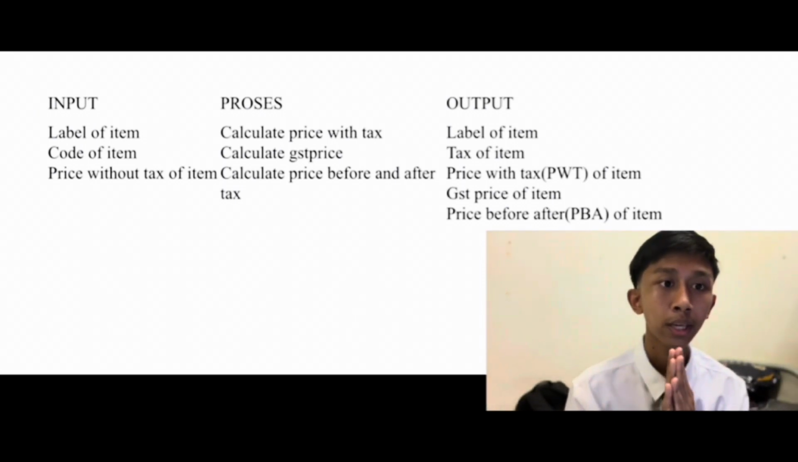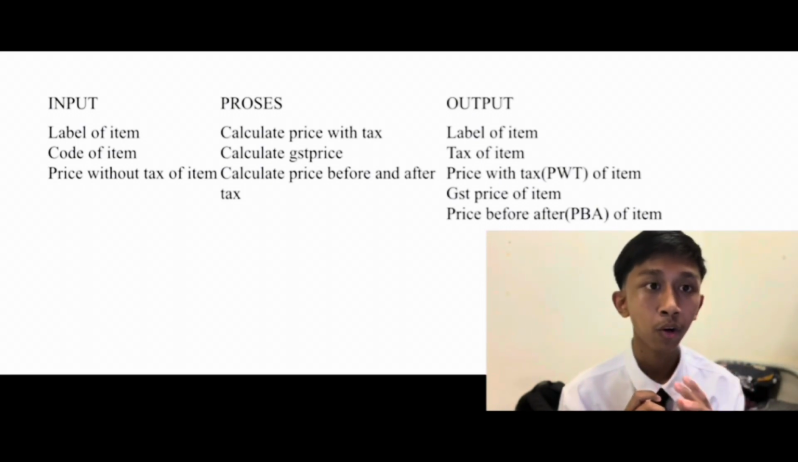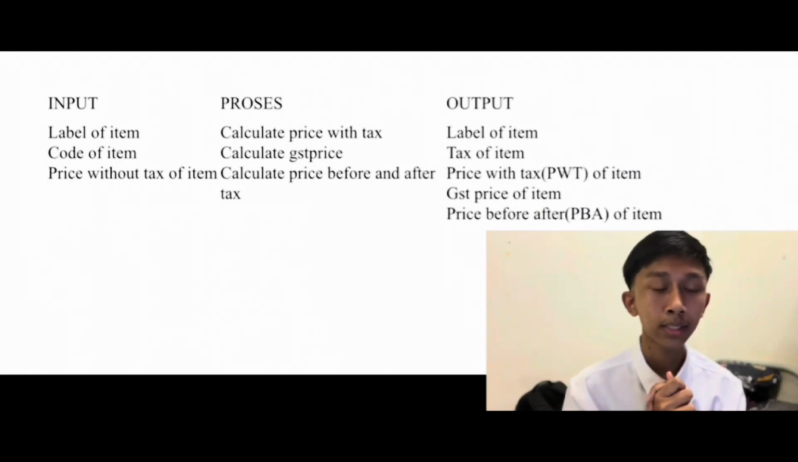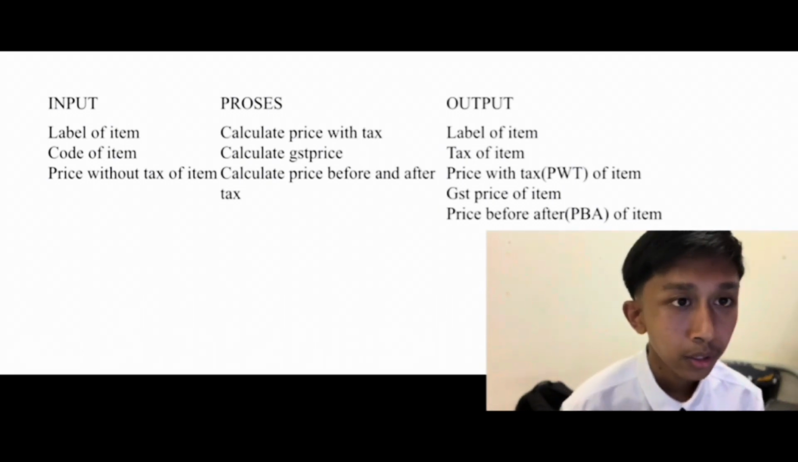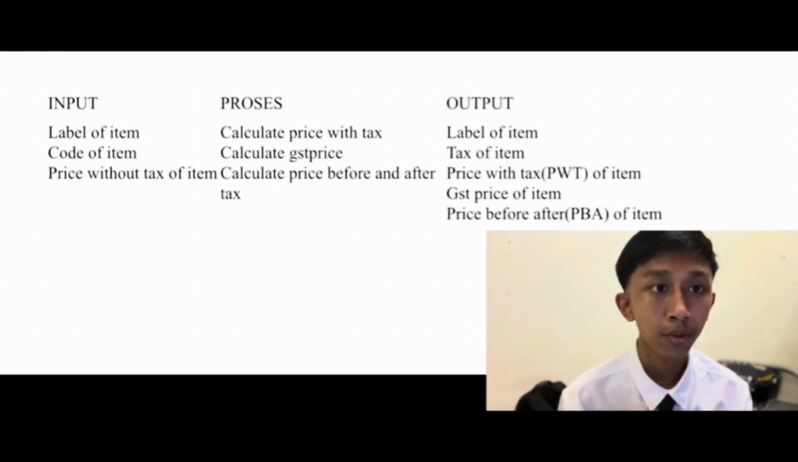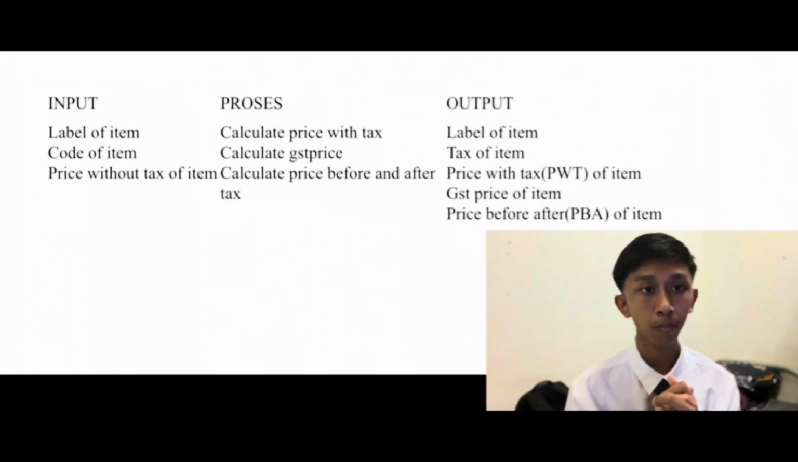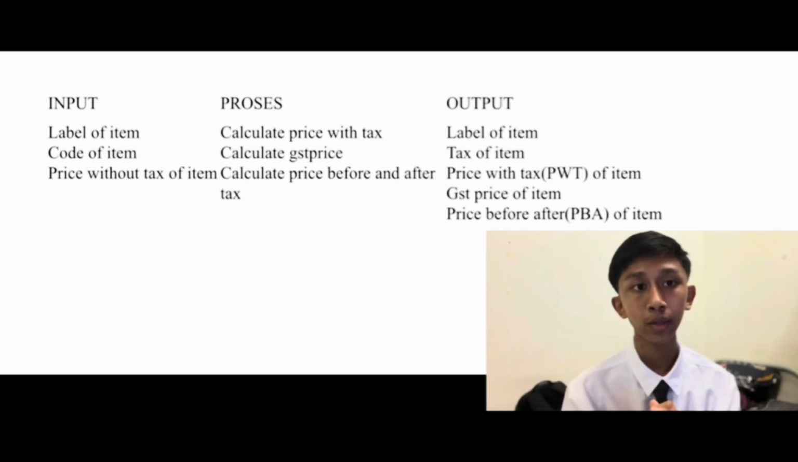Before this, we input the price without tax. So for the output, we have calculated, and we have the answer of the price with tax. For the fourth one, the GST price of the item. And the last one is the price before and after of the item. So that's all from me about the IPO chart, and I pass to the next person for the next question.